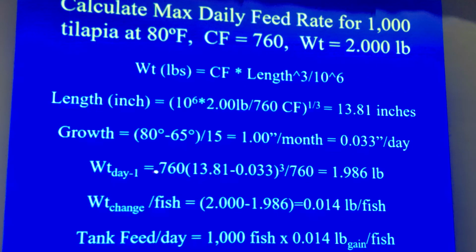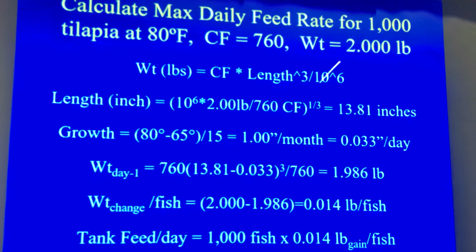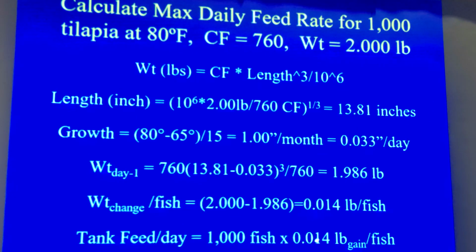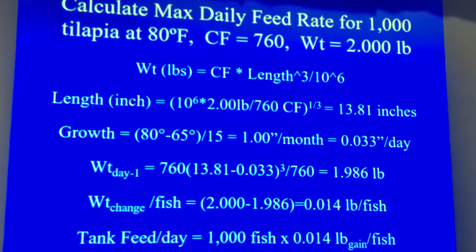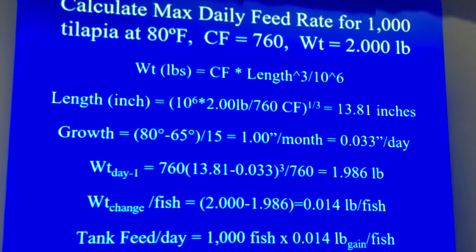So for day minus 1, they were 13.81, now they're a little shorter, and you calculate their weight the day before. They're 1.986 pounds, so they used to weigh 1.986 and now weigh 2 pounds, a gain of 0.014 pounds per fish. How many fish do we have? 1,000 fish times their gain. So they're going to gain 14 pounds per day, and the feed is that times whatever their SDR is. That becomes our feeding load.